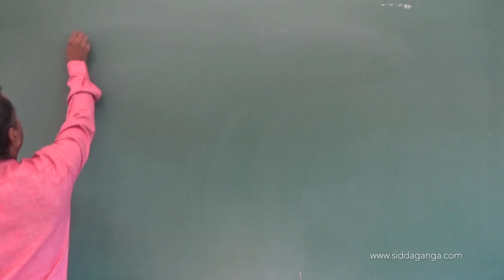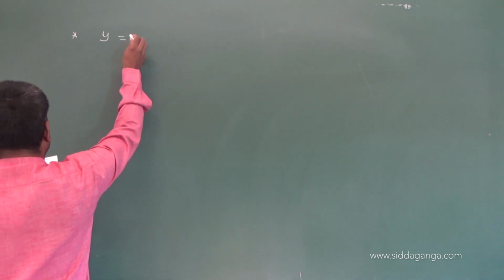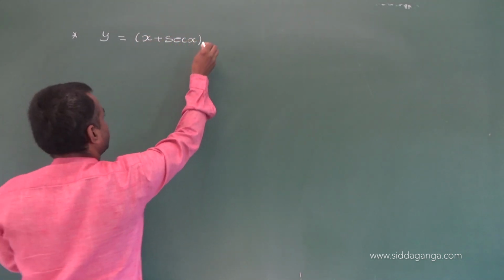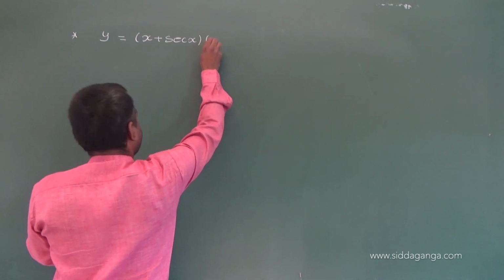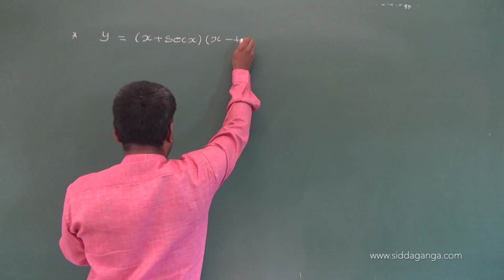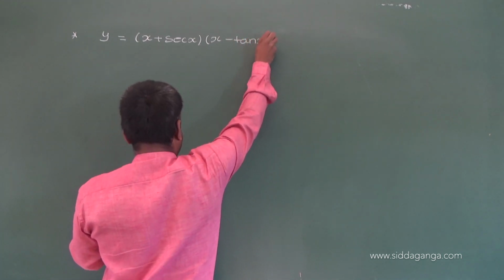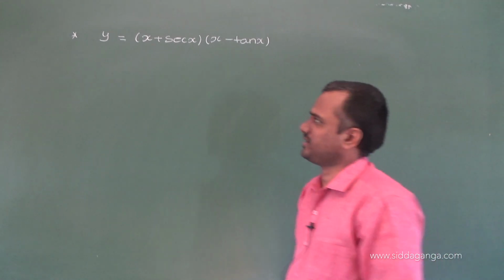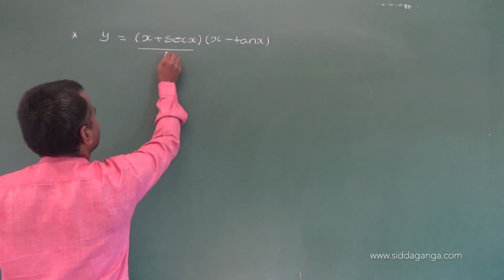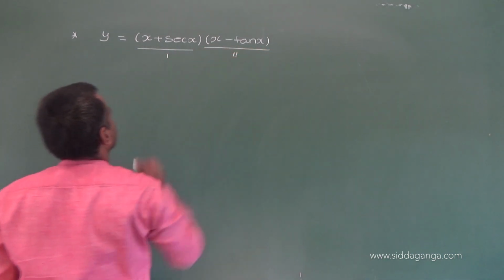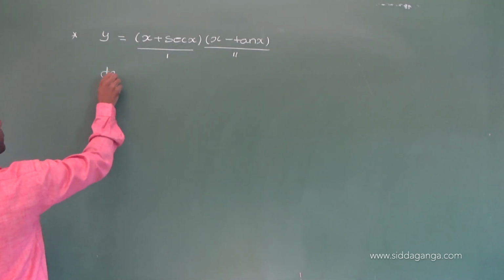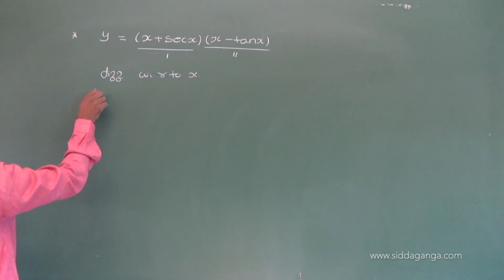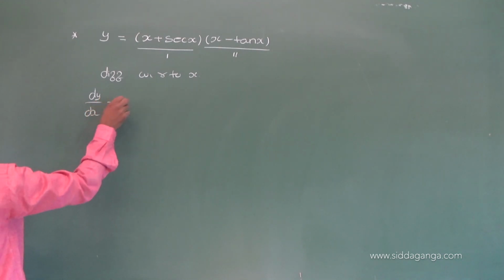y = (x plus sec x) into (x minus tan x). Product rule. This is the first function, this is the second function. So differentiate with respect to x.